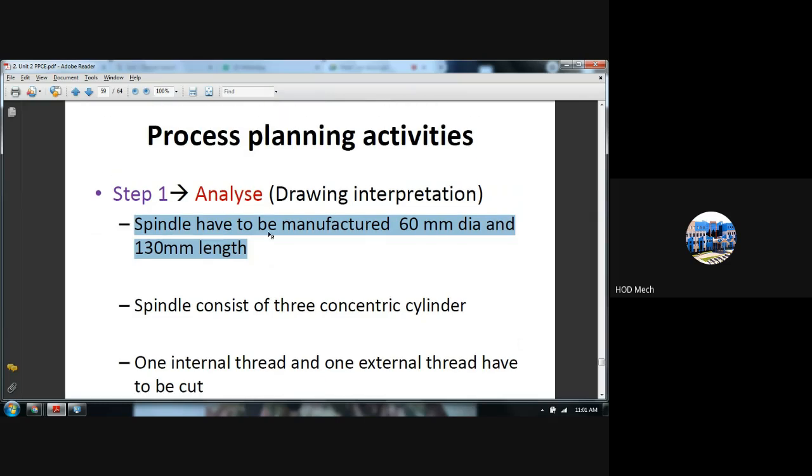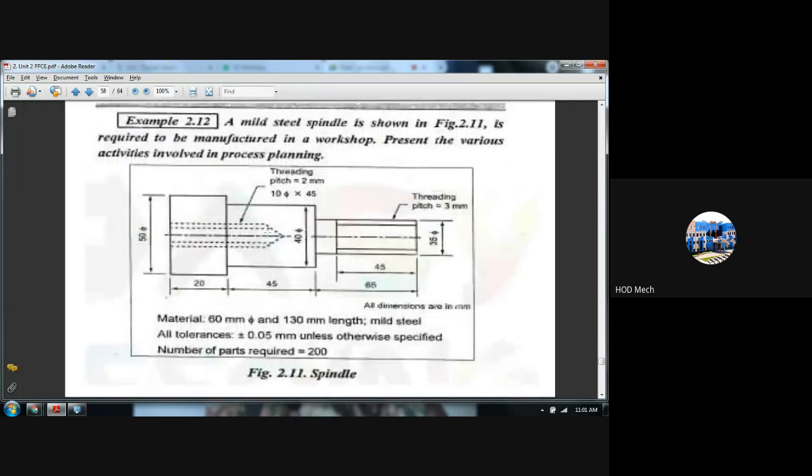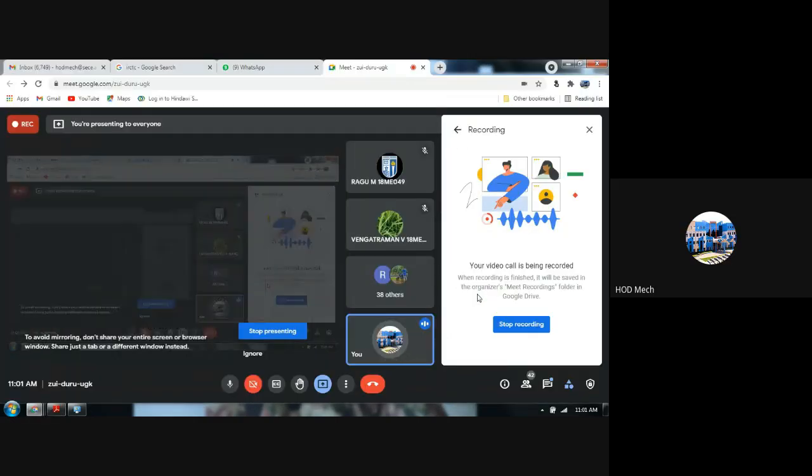But what is your given raw material? The raw material is specified as 60 mm dia. The material that is supplied to you is mild steel, 60 mm dia and 130 mm length, right?